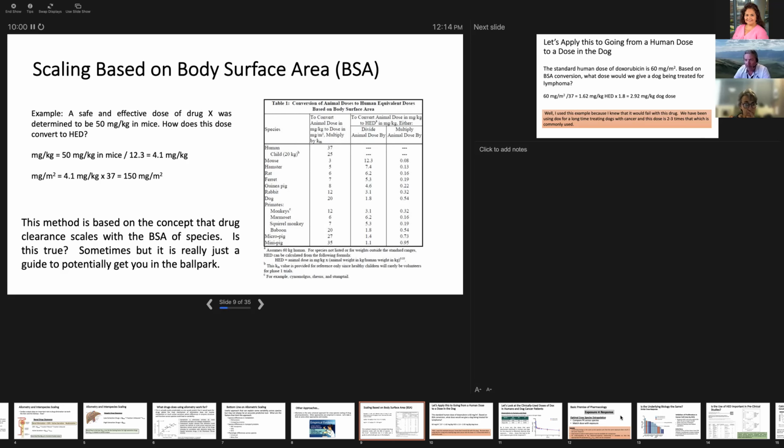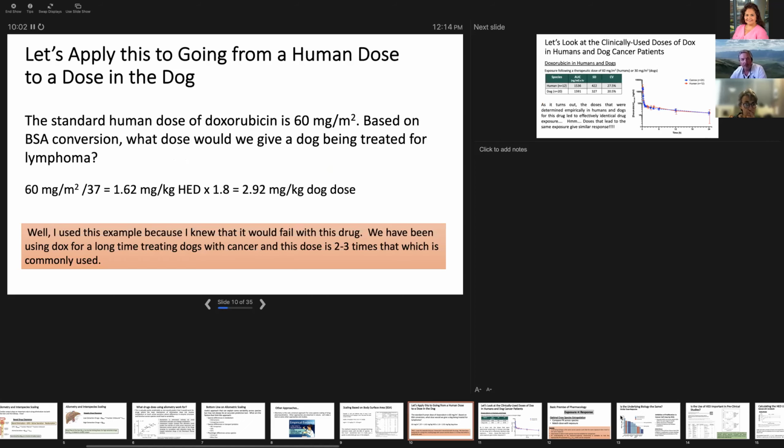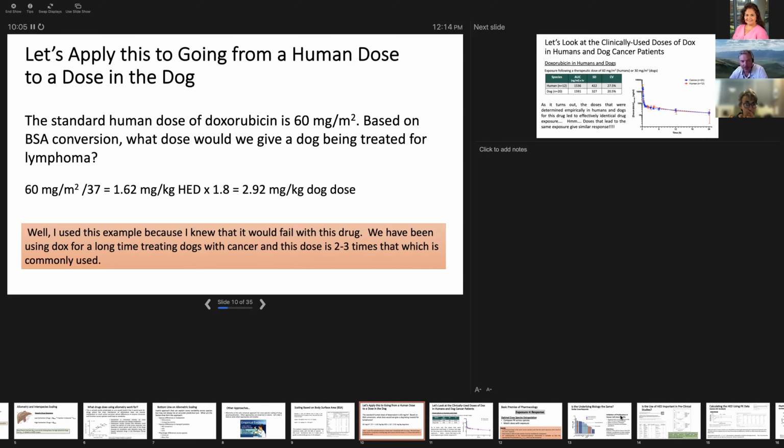And I'll give you an example with a drug now. So let's go from the human dose to a dose in the dog. In veterinary medicine, like I said, sometimes the human's a preclinical species. If we look at the standard human dose of doxorubicin, it is about 60 milligrams per meter squared. If you just do a BSA conversion of this, it comes out to be almost 3 mg per kg. That's actually 3 times what the dog dose is. It's 1 mg per kg or 30 mg per meter squared, usually, in the dog, which is interesting because that 30 mg per meter squared dose is actually closer to what we give kids. That's more of the pediatric dose for doxorubicin.